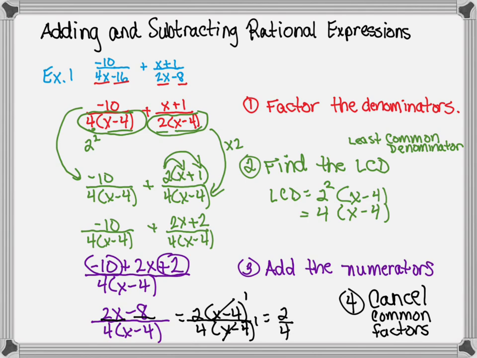I could have done this in the same step, but I wanted to do it separately. But here we have 2 and 4. We can cancel out 2. So in the numerator, I'm left with 1. In the denominator, I'm left with 2. And now this simplifies to 1/2. So our original expression simplifies to 1/2.